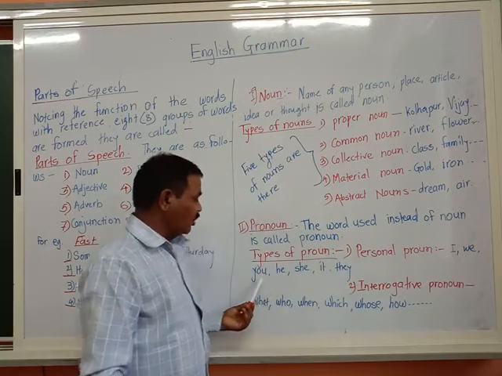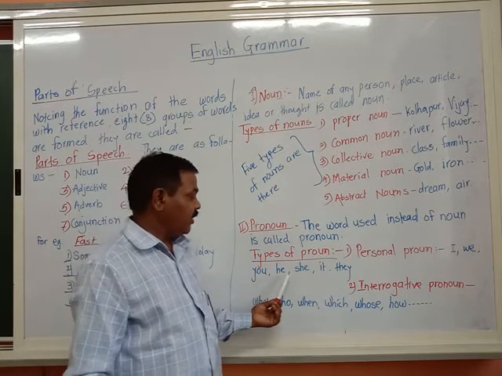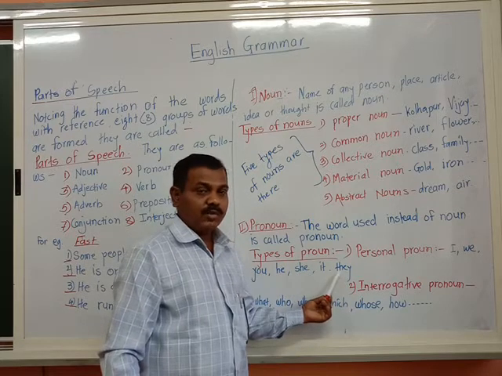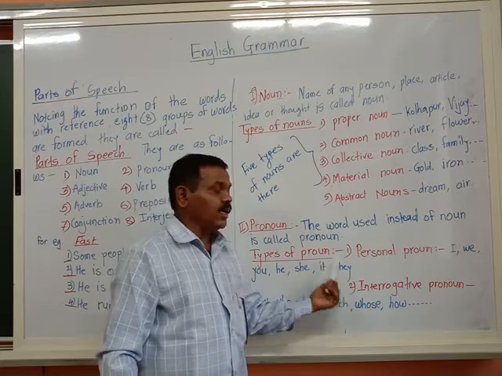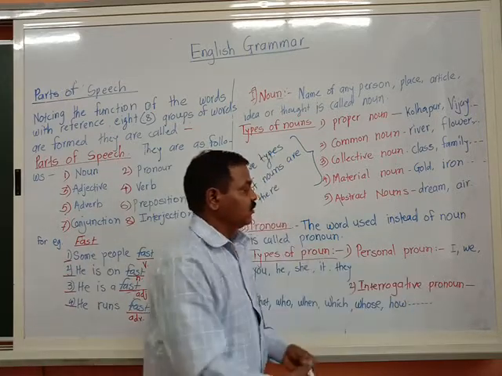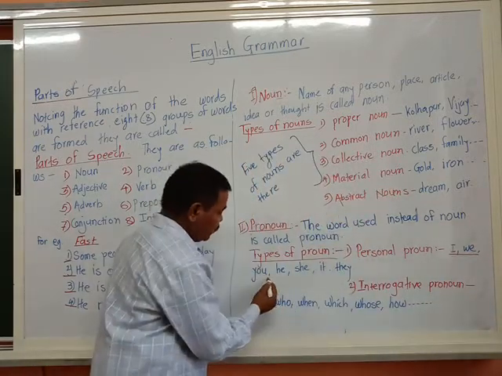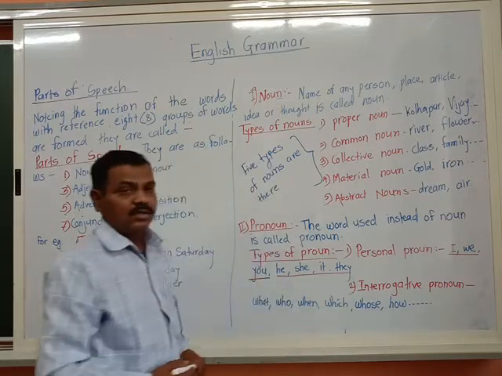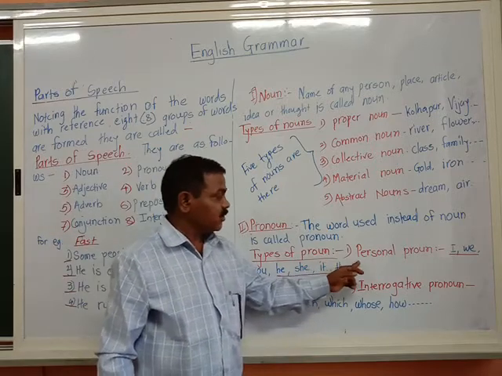When we talk to others, this is called second person. And when two persons talk about a third one, if we both are talking about the third person, he, she, it, they are called the third person. So first person we can say I and we, you is second person, and he, she, it, they are all third person. That is the first type, personal pronoun.